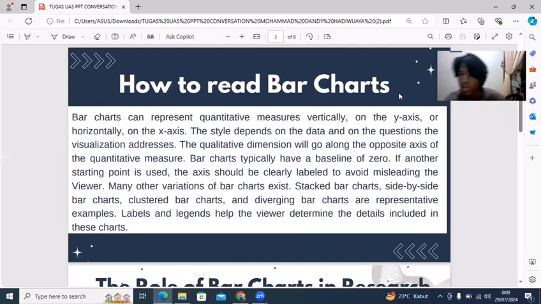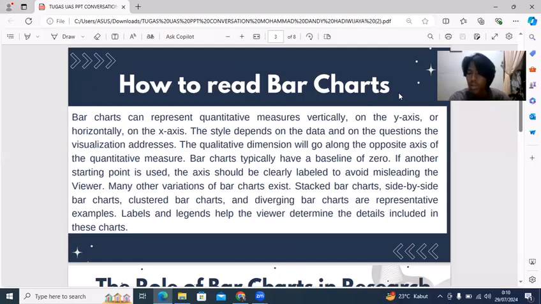Color or pattern. Sometimes bars are given different colors or patterns to represent different categories or to improve readability. Scale. The scale on the y-axis provides precise measurements of data values. Be sure to pay attention to the scale intervals to avoid misreading the values from the bars.